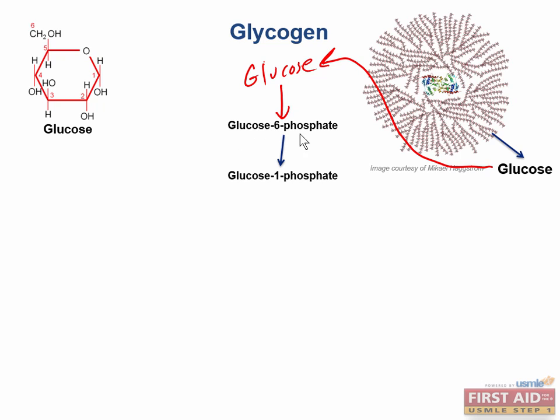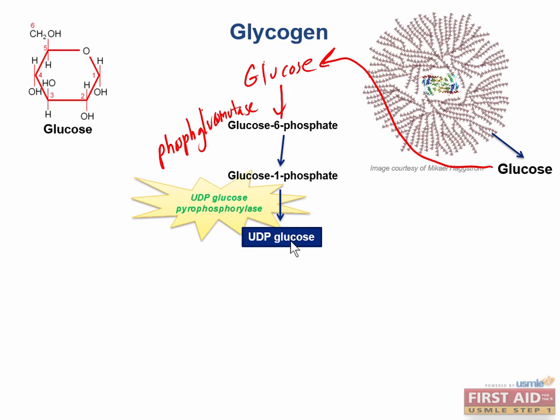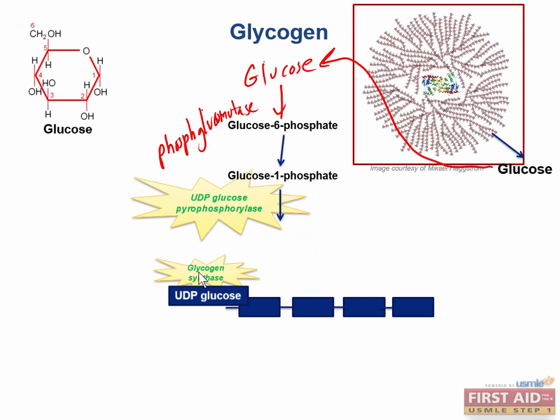Now this glucose 6-phosphate is going to be converted into a glucose 1-phosphate by the enzyme phosphoglucomutase, which is simply going to move the phosphate group from the 6 position to the 1 position on the molecule. Glucose 1-phosphate can then be converted into UDP glucose with the help of the enzyme UDP glucose phosphorylase. This UDP glucose is the substrate or the building block for glycogen synthase enzyme. So here's our glycogen synthase enzyme, and it's going to use these UDP glucose building blocks to synthesize glycogen by adding it to the end of our glycogen chain.